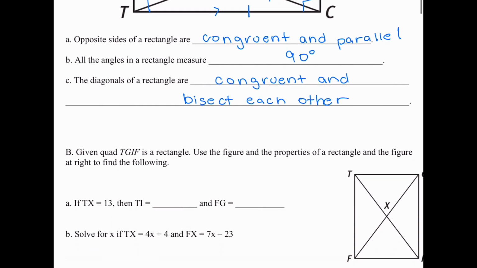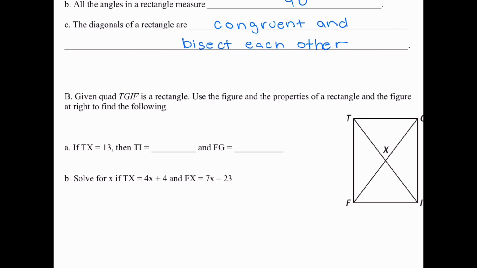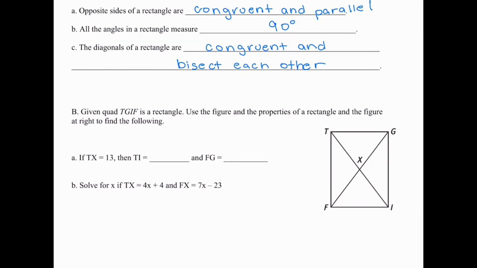So moving on to part B. Given quadrilateral TGIF is a rectangle, use the figure and the properties of a rectangle to find the following. So we know that TX is 13, and then find TI. Well, I know that the diagonals bisect each other and are congruent. So if TX is 13, then that means XI is 13. So in total, TI is 26, which also means that FG is 26 because the diagonals are congruent.